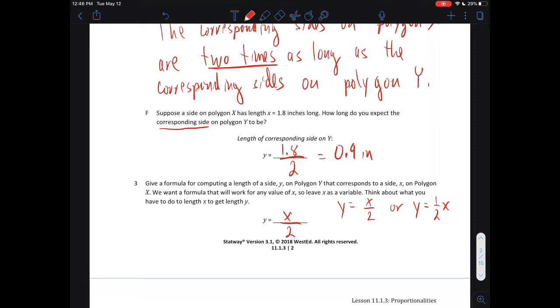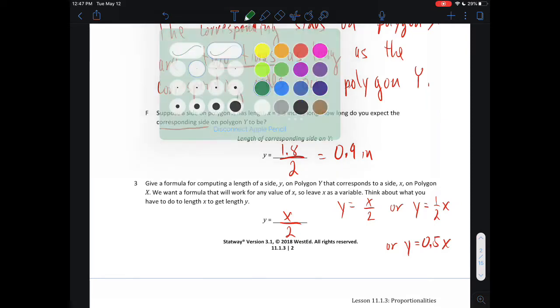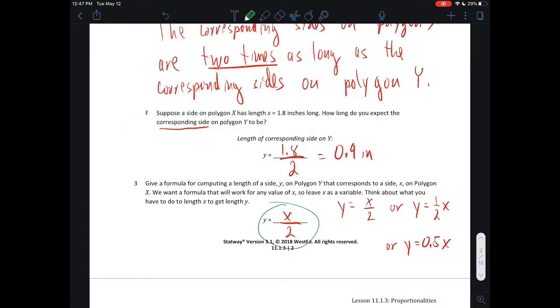Well, you could use your calculator if you don't know. 1 divided by 2 is 0.5. So all of those things are the same. So these answers that I've written here, these are all the same answer, just different forms. Okay, but they all give us a way of computing the length of side Y that corresponds to a side X.